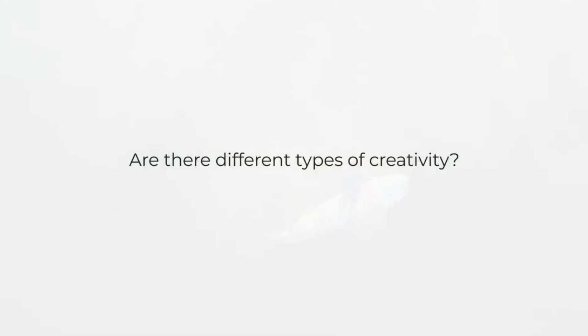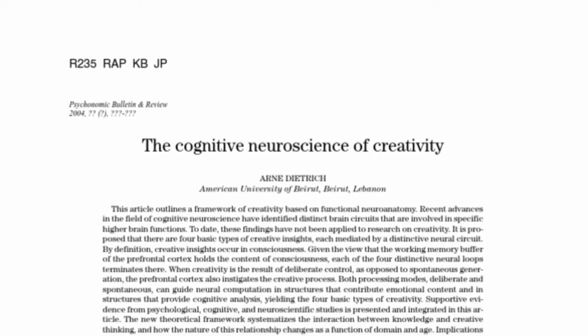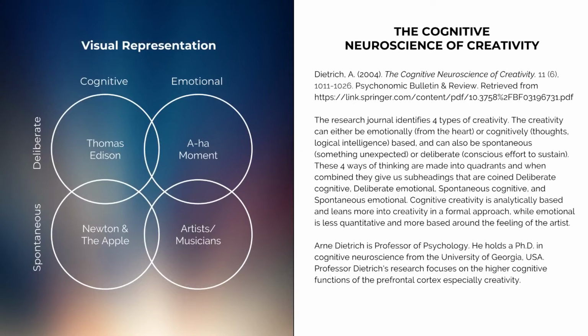First I started with, are there different types of creativity? I came across a research article called The Cognitive Neuroscience of Creativity. The research journal identifies 4 types of creativity, and these interlink to work together. Creativity can be either emotionally based, from the heart, or cognitively based, so your thoughts and your logical intelligence. And from there we can decide if the creativity is coming from spontaneity, which is something unexpected, or deliberate, meaning that there's conscious effort towards the creativity.